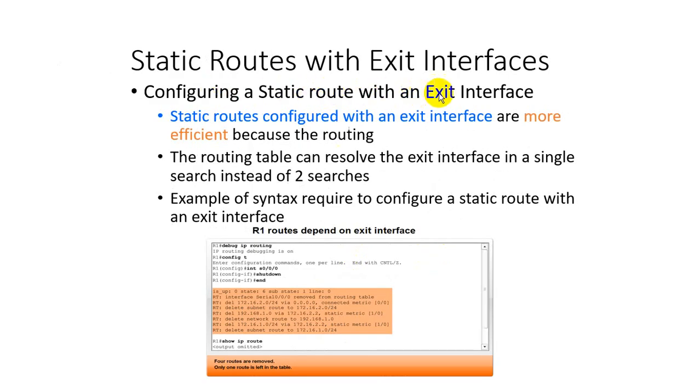Configuring a static route with an exit interface. Static routes configured with an exit interface are more efficient because the routing table can resolve the exit interface in a single search instead of two searches. Example of syntax required to configure a static route with an exit interface. Here, if we enable the debug IP command, then you can see the four routes are removed. Only one route is left in the table.